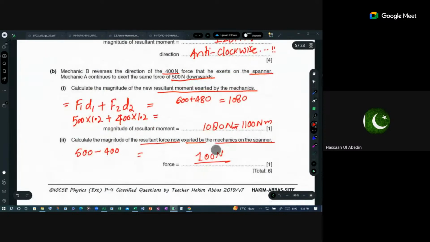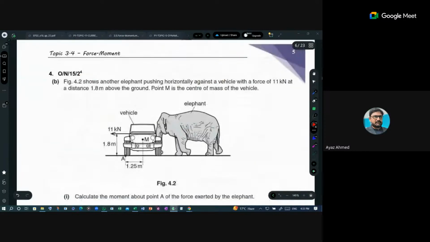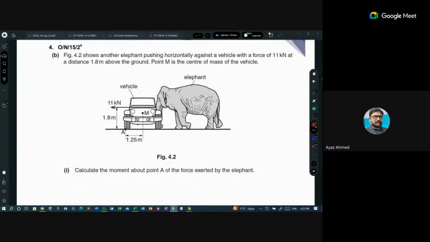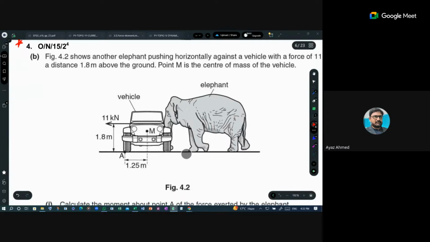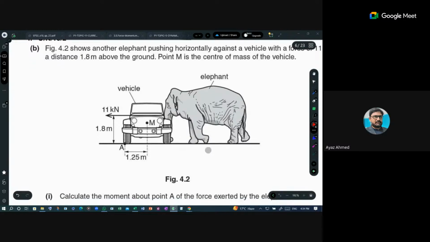Okay. Now this is the question. I will discuss this question as the last theory question. Then maybe I will give you some assignment. This is question number 4, question number 4 of variant 2.